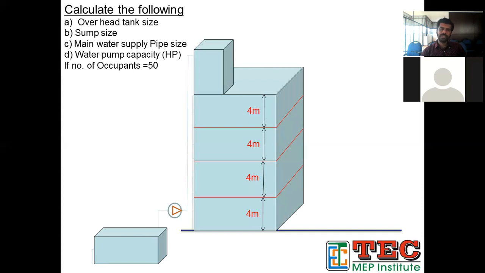Number of occupants is 50. Water consumption per day per capita, or per day per head, is 100. Then what would be the total storage capacity if it's a 1 day storage? It's a 1 day storage. Yeah, it is 5,000.